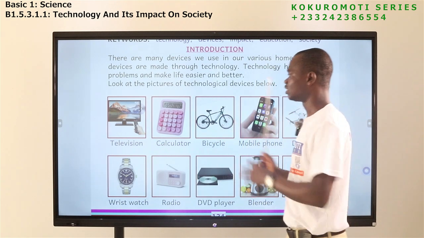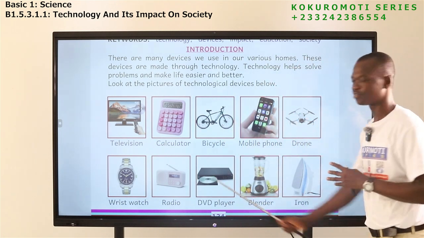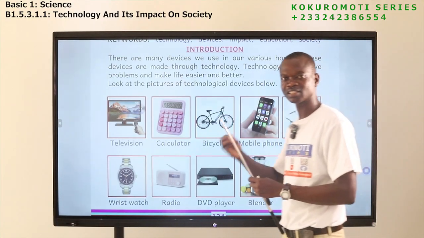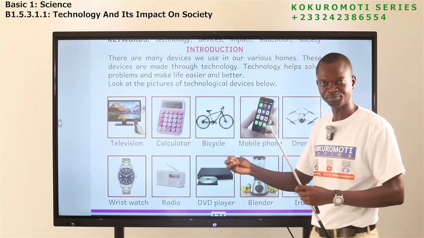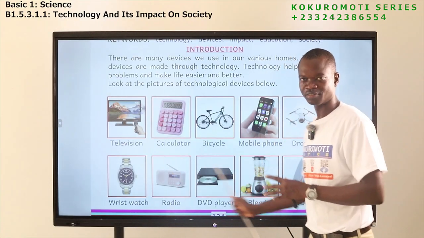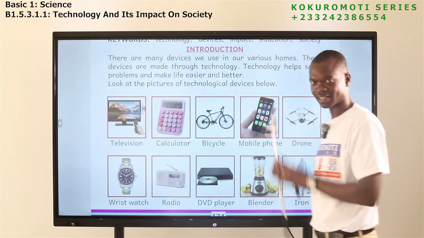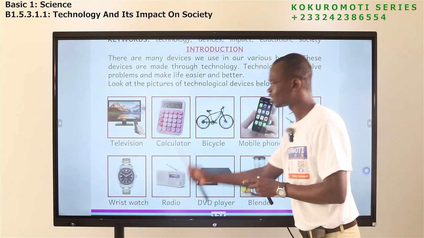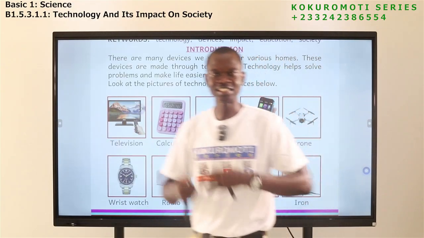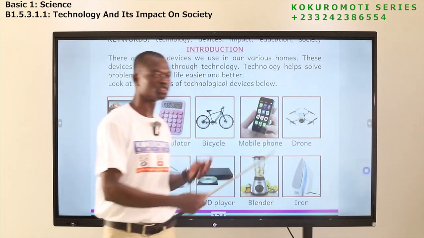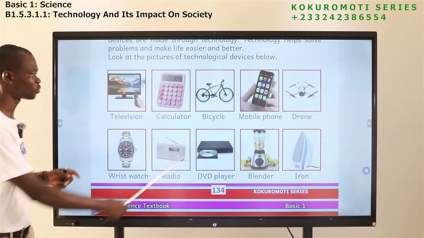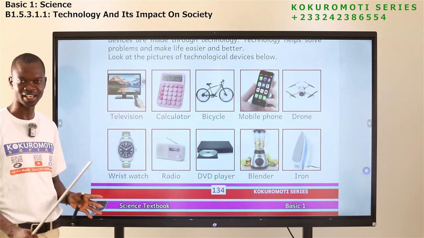So we are looking at these things. All these things are devices. We use some science concepts, principles, and knowledge to develop or build these devices. And these devices are also there to help us to work faster, easier, and also enjoy life as well. Okay, so now these are examples of technological devices.